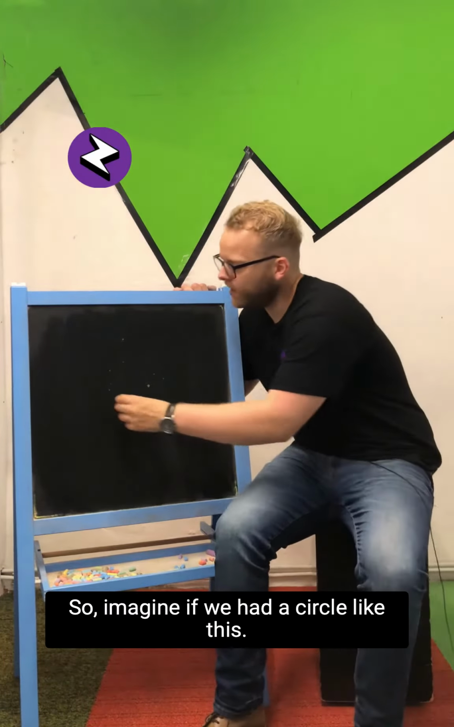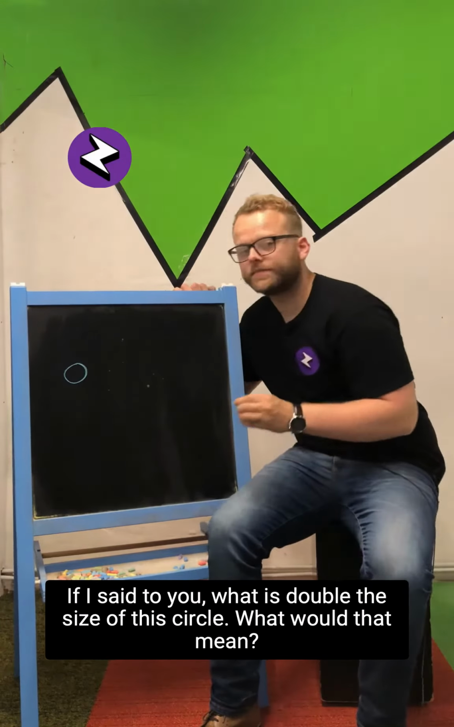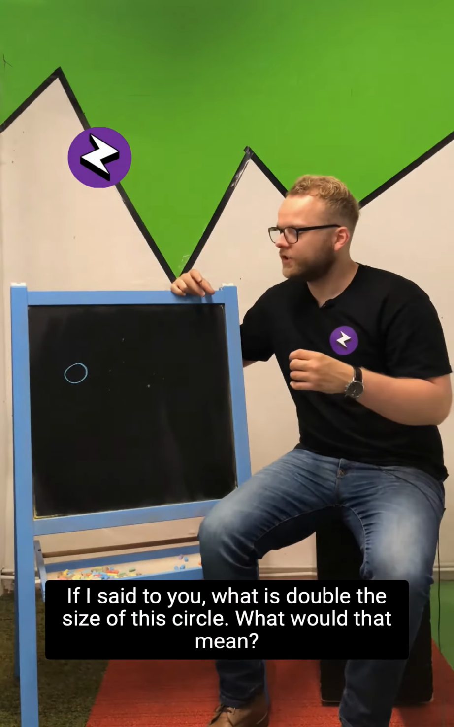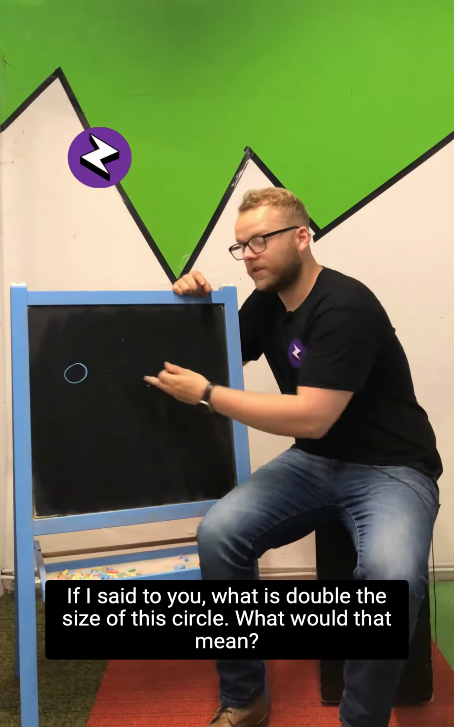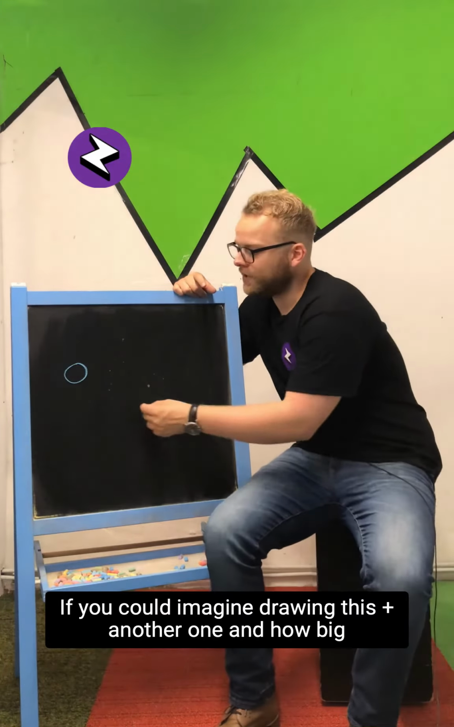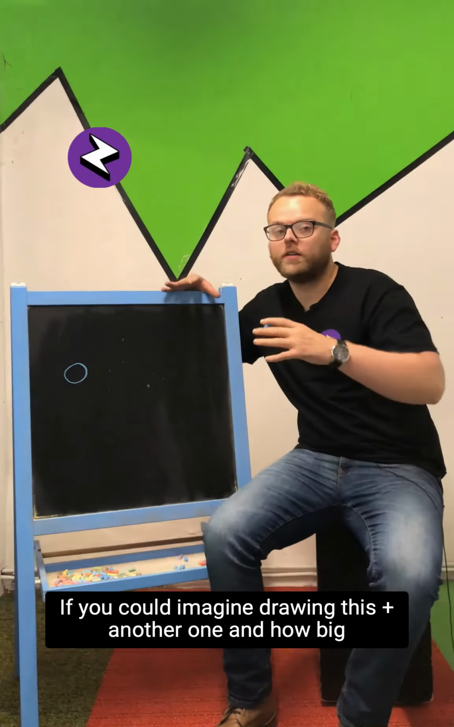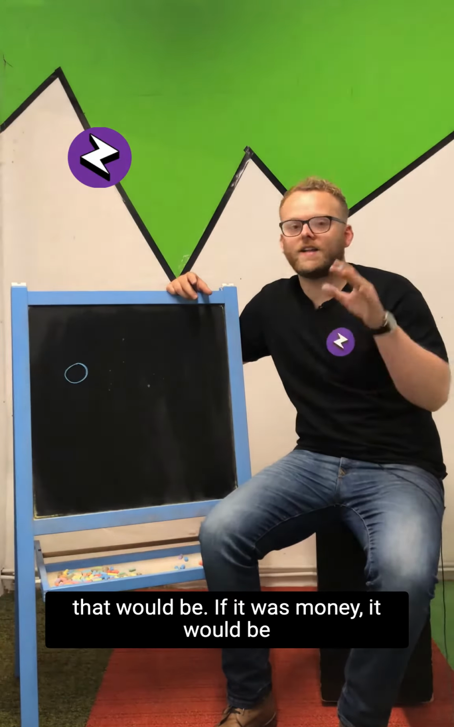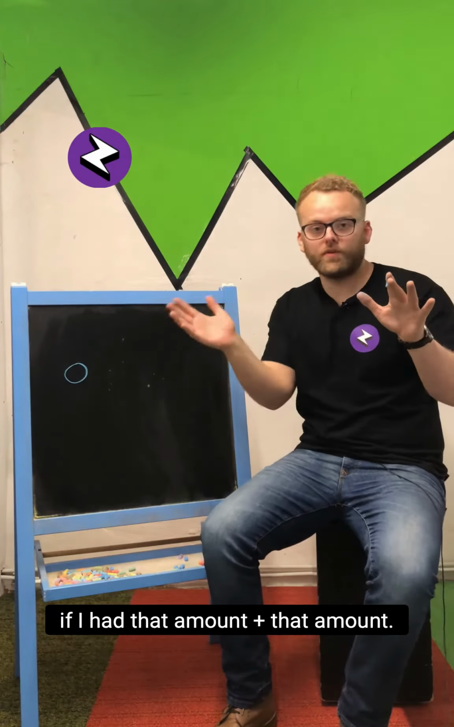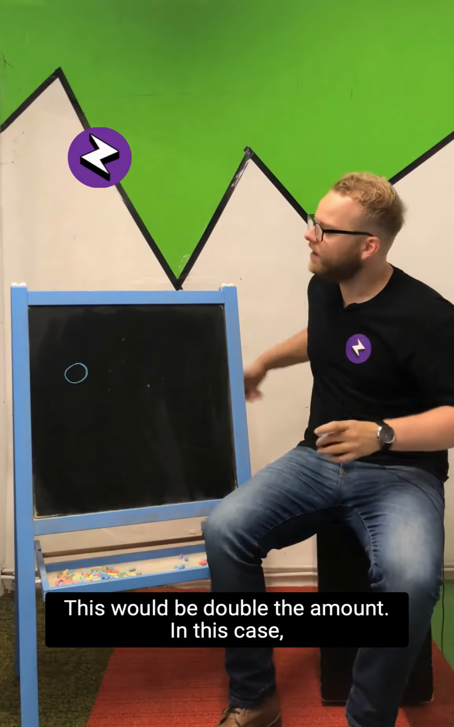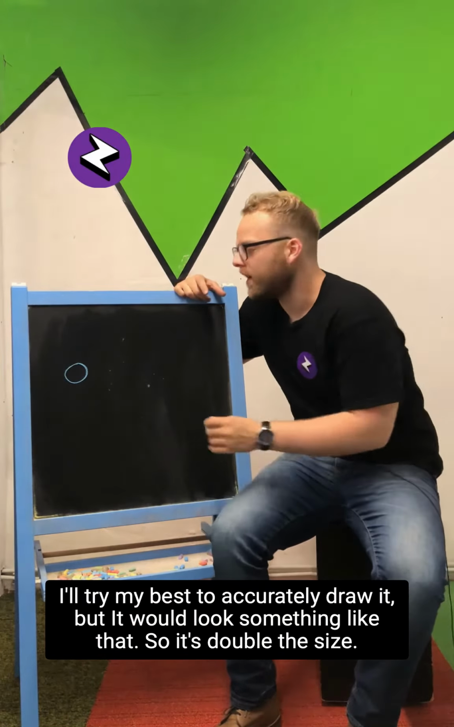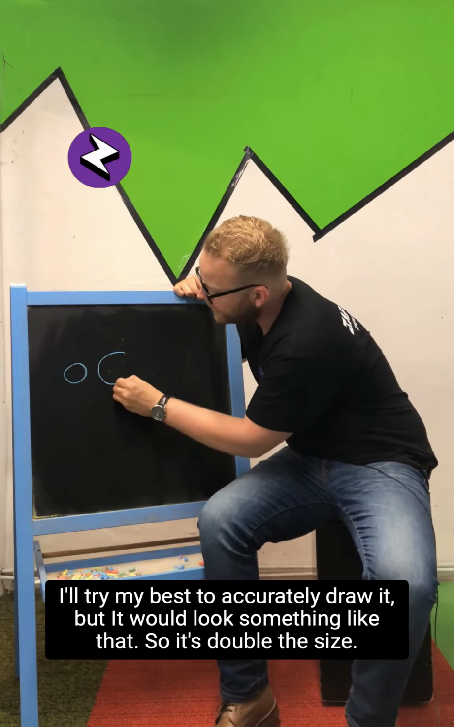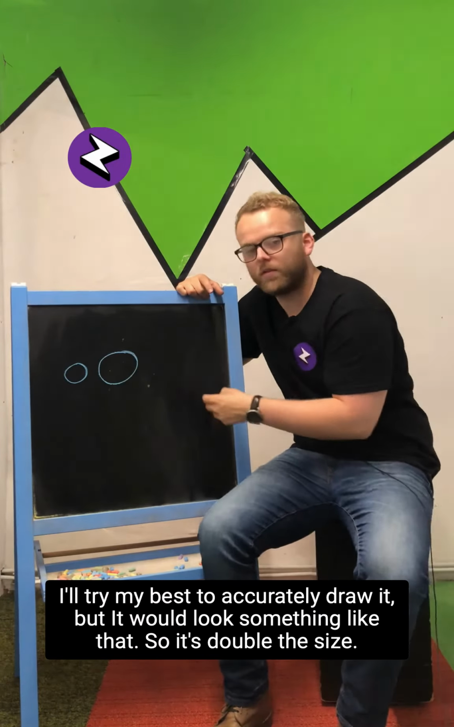So, imagine if we had a circle like this. Now double just means, if I said, what is double the size of this? It means if you could imagine drawing this plus another one and how big that would be. So if it was money, it would be if I had that amount plus that amount, what would it be? It's double the amount. So in this case, I'll try my best to draw it, but it would look something like that. So it's double the size.